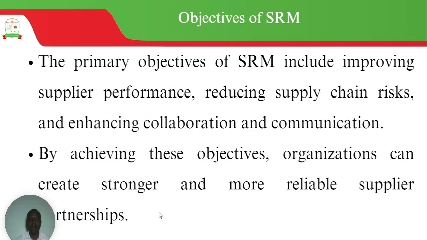We have a number of objectives of supplier relationship management, and the key one is to improve supplier performance and also reduce supply chain risks. When you talk about supply chain risks, there are risks along the supply chain that the supplier might face that also might affect the organization at large. So once we have a good relationship with the supplier, they are committed to doing everything possible to ensure that as an organization we receive the goods as ordered.